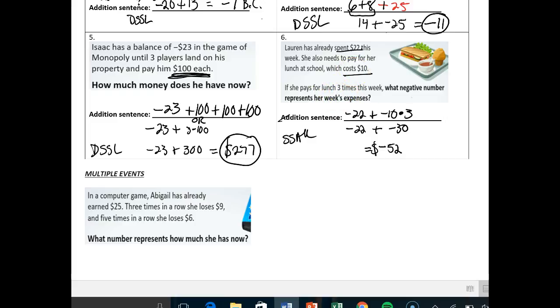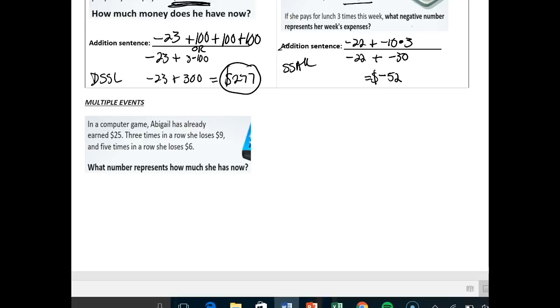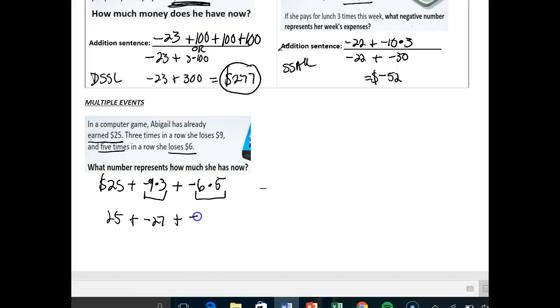Last one. In a computer game, Abigail has already earned $25. So 25, she starts off with that. 3 times in a row, she loses $9. So plus -9, but times it by 3 because it happens 3 times. And 5 times in a row, she loses $6. So plus -6, and it happened 5 times. So let's do the multiplication first. We get 25 plus, what does this give us? This gives us -27 plus, what does this give us? This gives us -30.